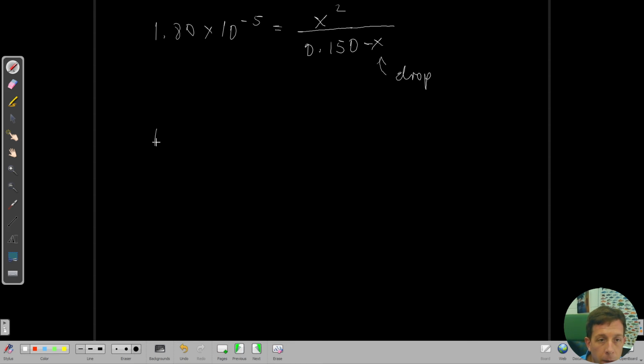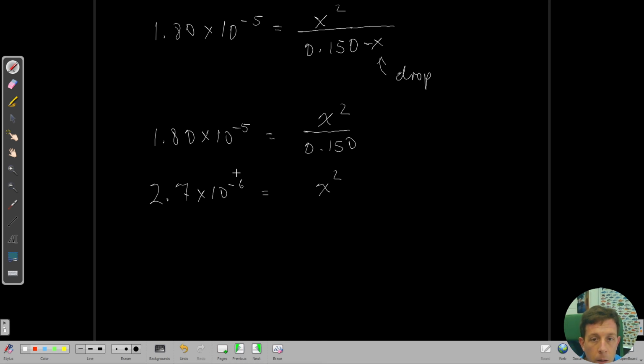So then we can write the equation as such: 1.80 times 10 to the minus 5 equals x squared over 0.150, and then we can solve for x.